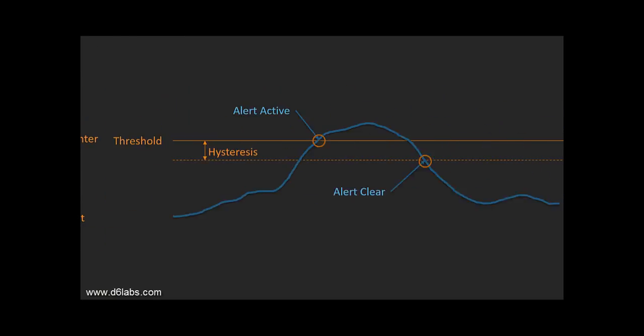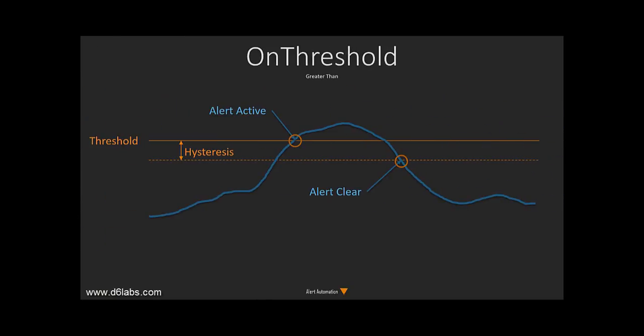In cases where arbitrary alert conditions need to be specified, the on-threshold rule is used. This rule allows you to specify a condition, a threshold, and a hysteresis setting. This condition is either greater than or less than. The threshold is the value at which the alert becomes active, and once an alert is active, it will not clear unless the current value crosses the threshold and the hysteresis level.